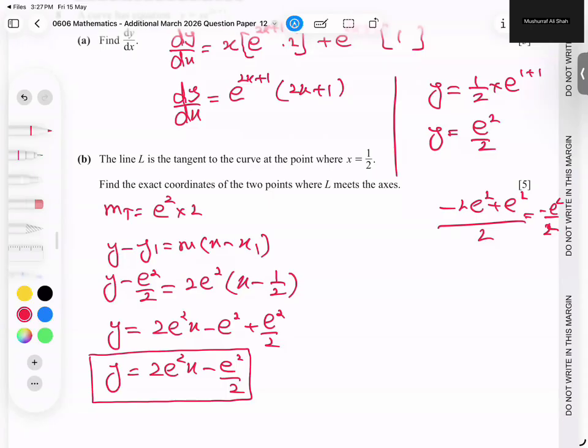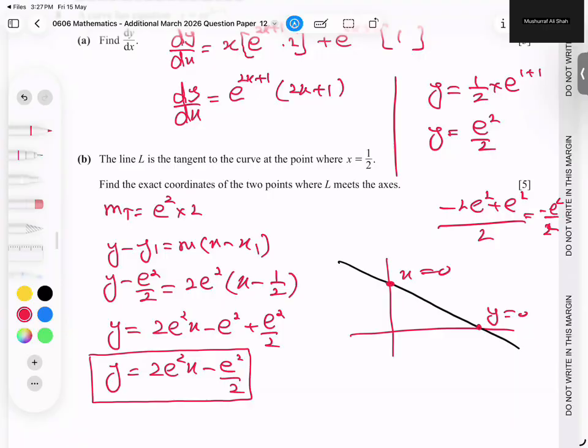But is the question completely over? Not at all. The reason is, he asked us to find out where it is cutting the x and y axes, meeting the axes. So it means one time I'll plug in x equals 0 and one time I'll plug in y equals 0. Just roughly I make the line, assume there is a line and it's cutting here at y equals 0 and here at x equals 0. So I'm going to plug in both values one by one.